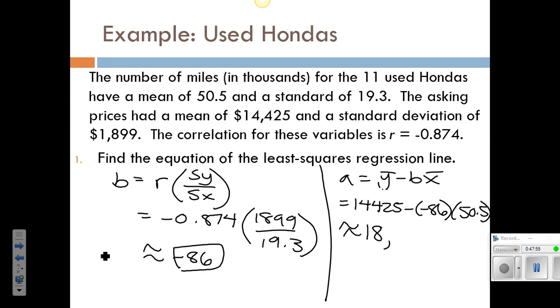I'll give you a hint. The first two digits are going to be 1, 8, just like the y-intercept for the regression line we already did. So 17 or 18.7 what? 68. That's pretty close. So it seems like we're off by about $5. Doesn't that look like roughly the same regression line?